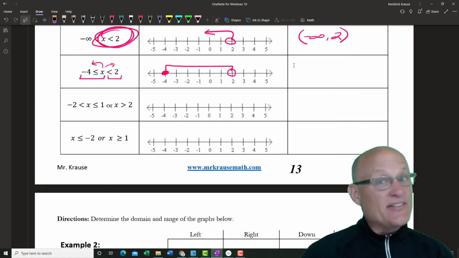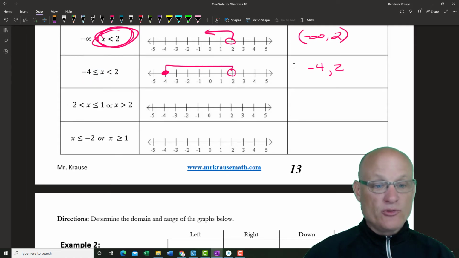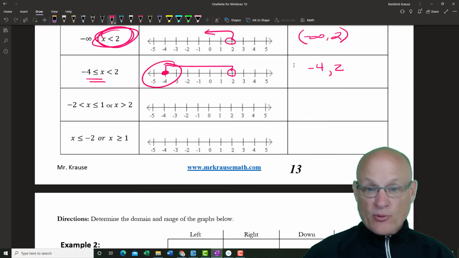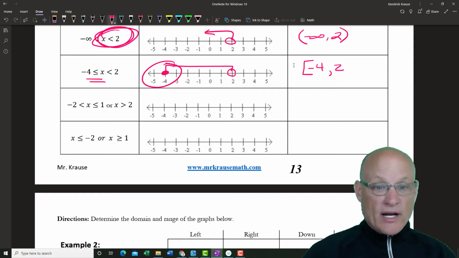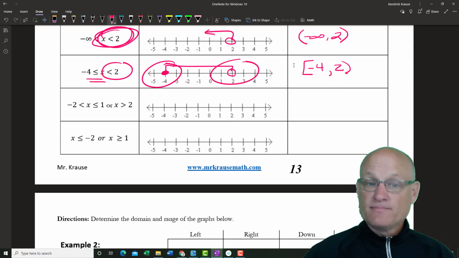Now these are the easiest ones for interval notation because I put a comma here and I look, oh, there's the small number, -4 goes on the left. There's the big number, 2 goes on the right. Now, we got to go back and look for equal to's or not equal to's. We've got a solid circle and we have an equal to, so we're going to put a bracket. We got an open circle here and we don't have an equal to, so we put a parenthesis.